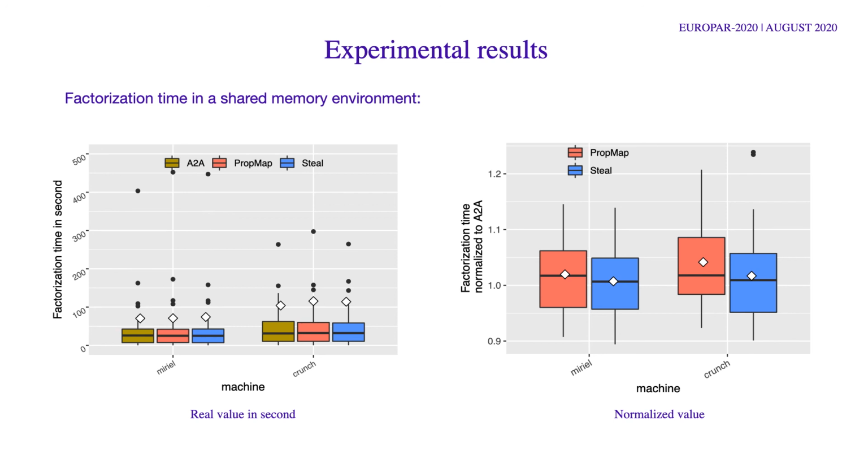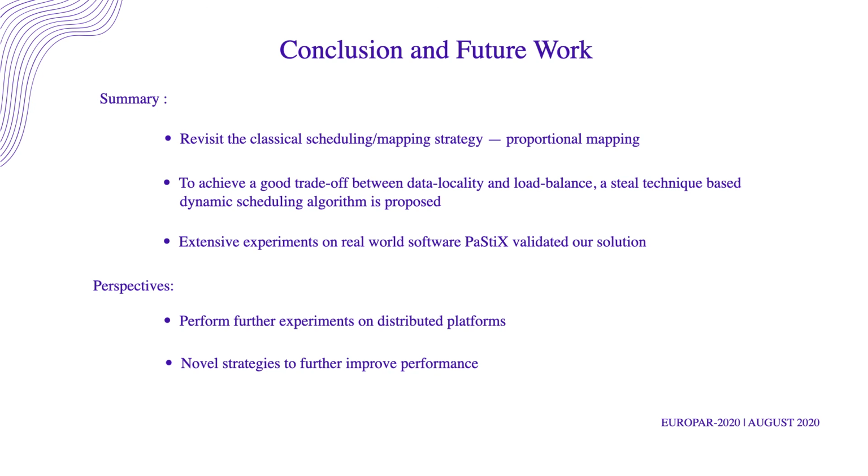In conclusion, the algorithm we proposed reduced the communication frequency and volume, and slightly reduced the final factorization time. In this work, we revisit the classical mapping strategy, proportional mapping. To solve the load imbalance of proportional mapping, we proposed the steal technique-based dynamic scheduling algorithm. Extensive experiments on real software matrices show that our method achieves a good trade-off between data locality and load balance.